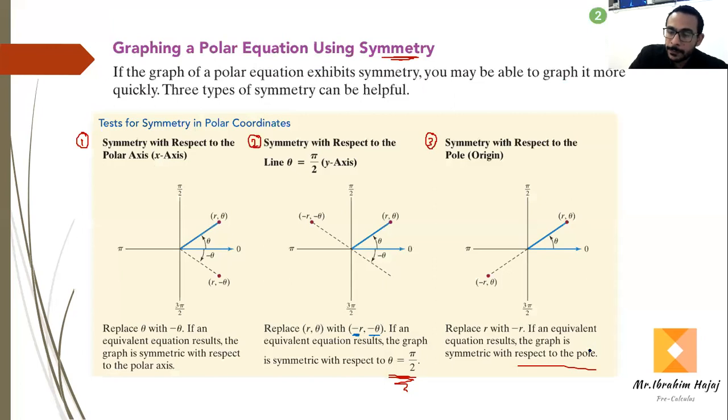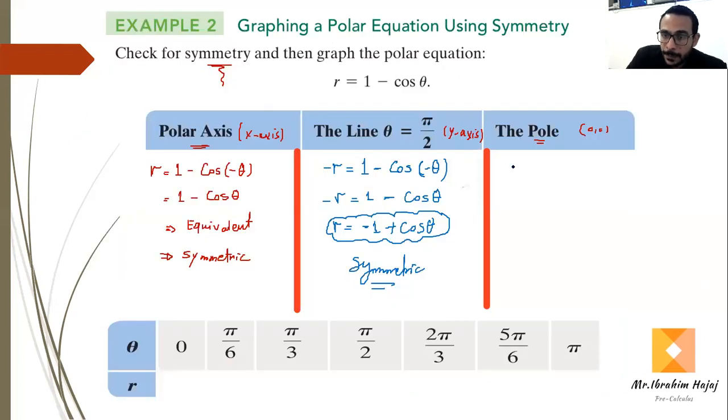So I'm going to replace r by negative r, but leave theta the same. Negative 1 minus cosine theta. Of course, dividing by negative 1, or multiplying by negative 1, gives negative 1 plus cosine theta, so yes, it's equivalent. So it's symmetric about the pole.